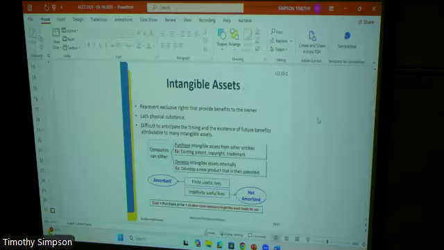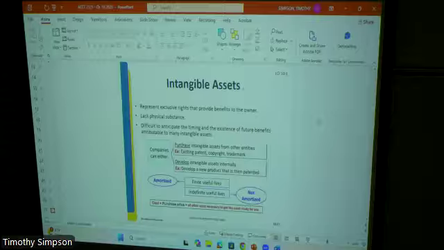And we talk about legal rights, so patents, copyrights, and trademarks are the big ones here, and they've got different useful lives, and in some cases there is no useful life. And the one thing that we have talked a bit about, and will get to a bit more, is goodwill.